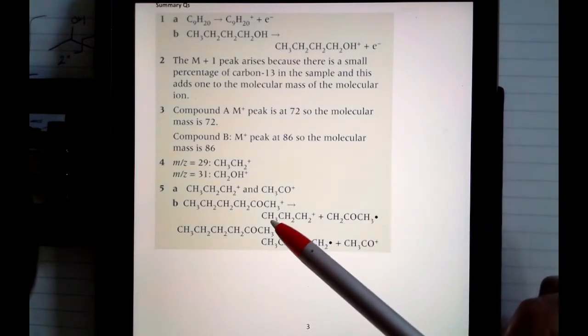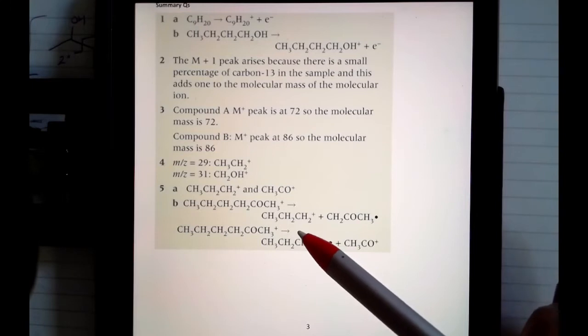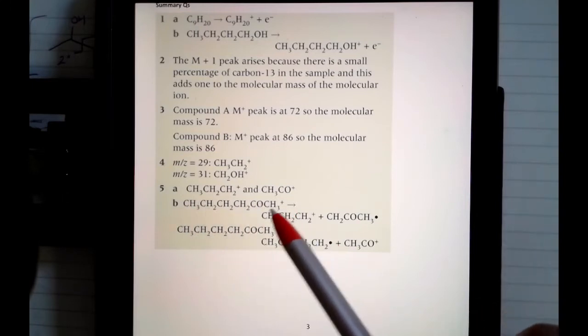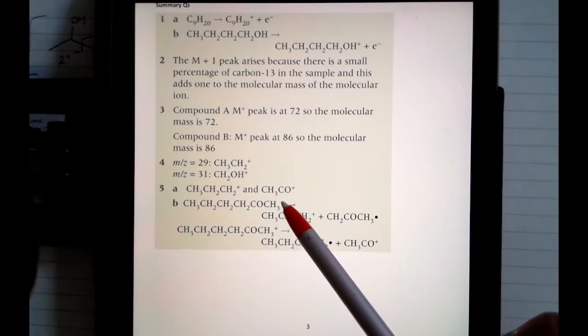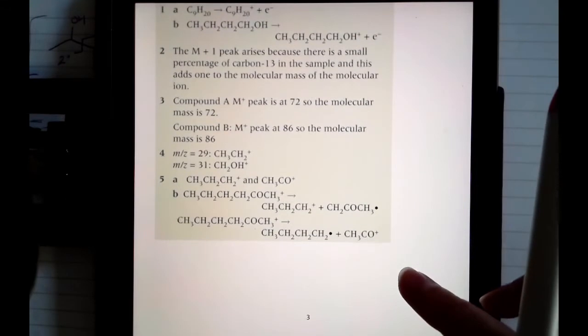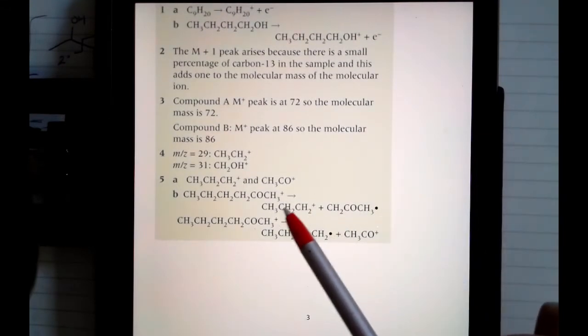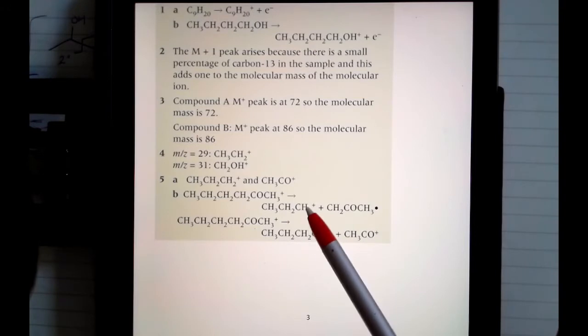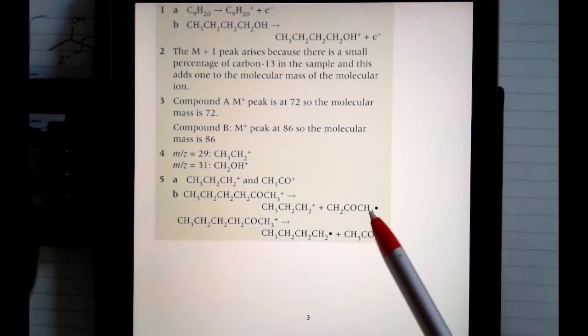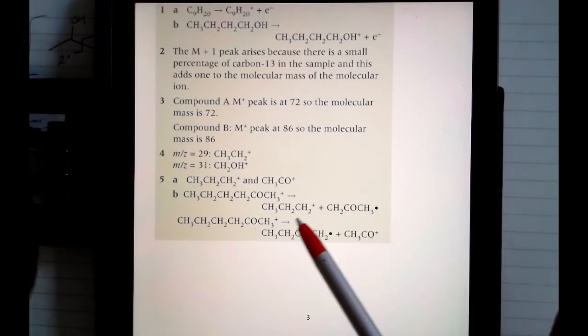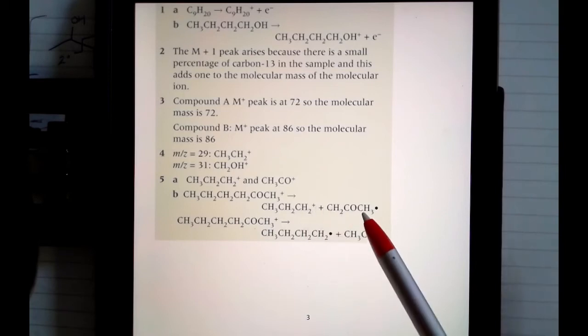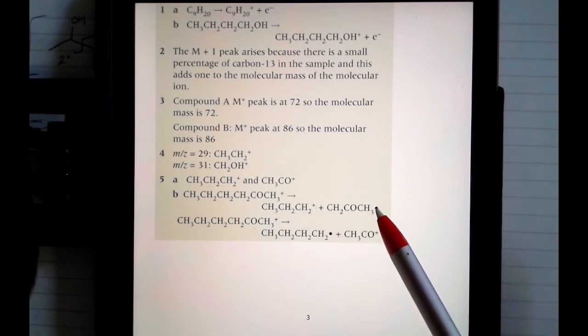Then they ask you to write an equation to show how these fragments would form. So remember, you're starting off with the molecular ion, so you're writing hexane-2-one as an ion. If you don't have that positive charge, you're wrong. And then you're showing that ion breaking down to produce the fragments. So if it were to produce the CH3, CH2, CH2 fragment, then this would be the remaining fragment. And because they want you to show that this is the peak, then you're going to put the positive charge with the C3H7, meaning the other fragment is a radical.